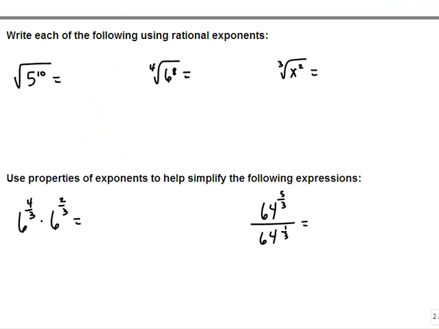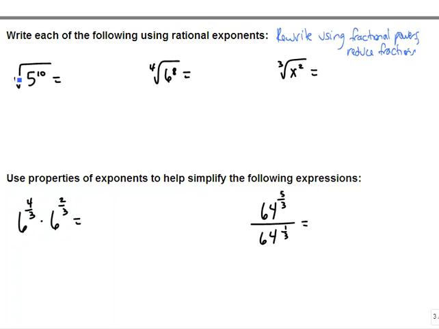Okay, in the next few examples here, we're going to use the fact that rational exponents can sometimes help us reduce problems, because rational exponents are fractions, and sometimes you can reduce fractions. So for example, if I have the square root of 5 to the 10th, if we rewrite this using fractional powers, we might be able to do some reducing. So we're going to rewrite using fractional powers, and then we're going to reduce the fractions.